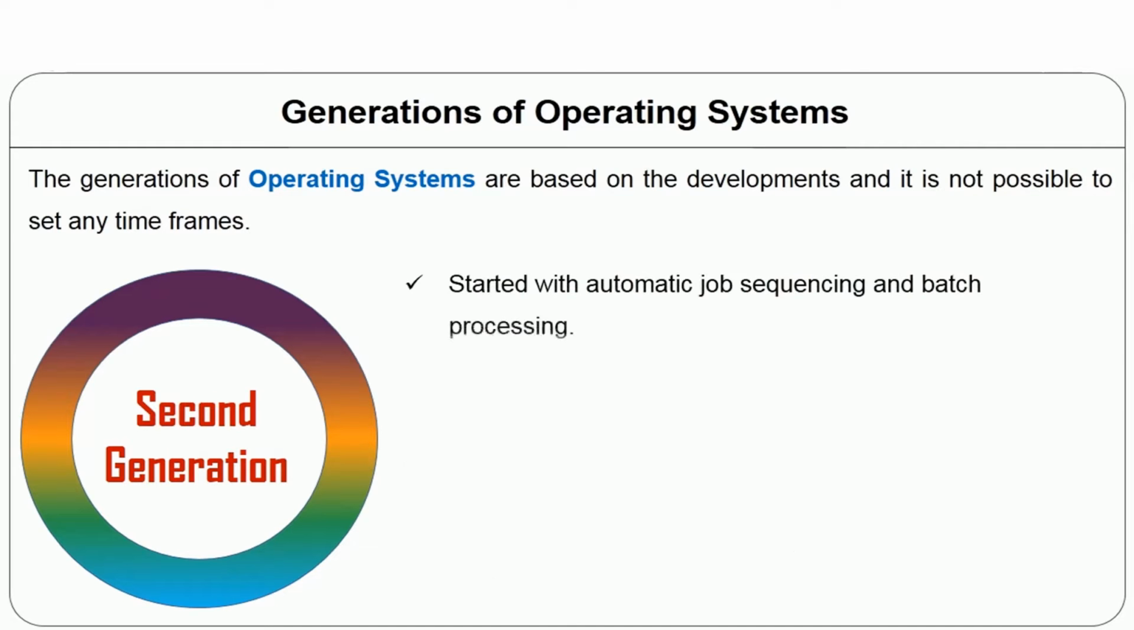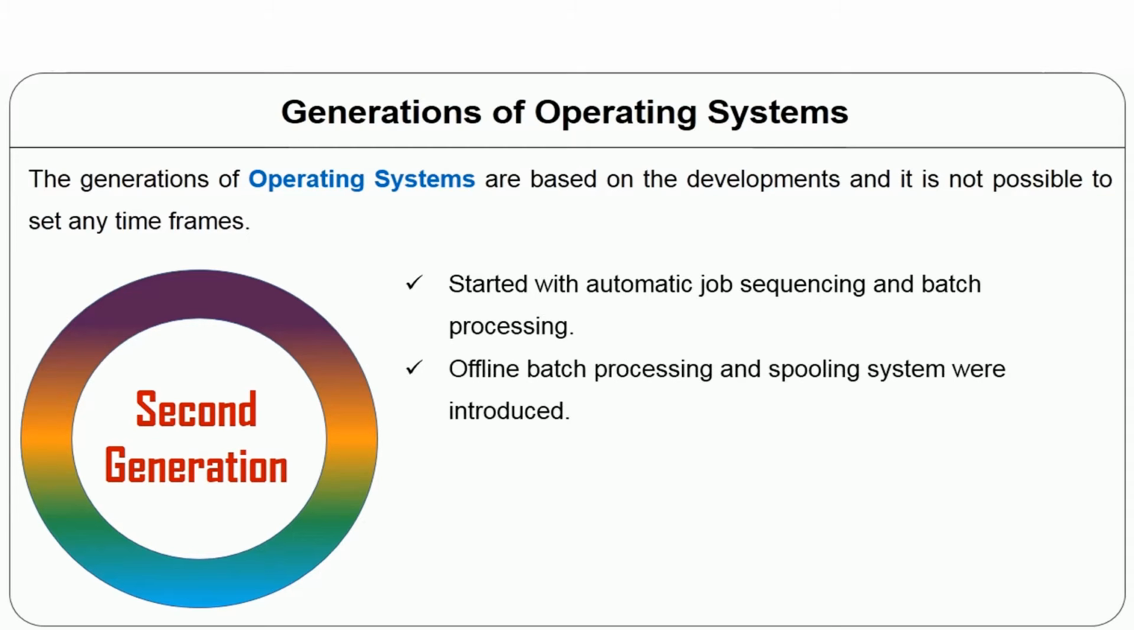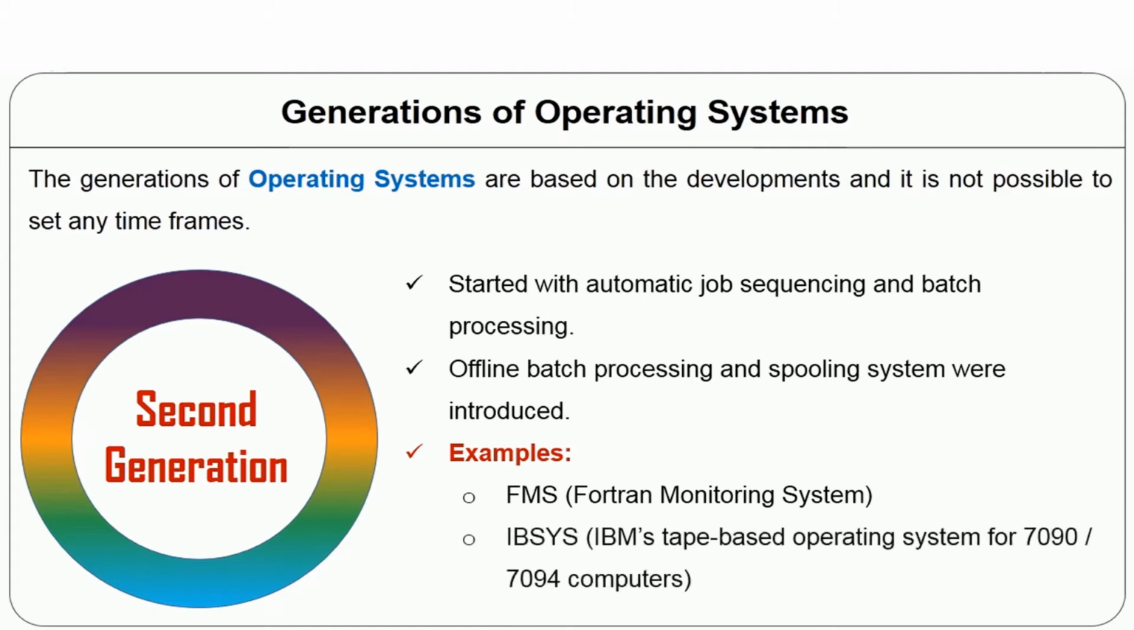Second generation started with automatic job sequencing and batch processing. Offline batch processing and spooling systems were introduced. FMS, that is Fortran Monitoring System, and IBM's tape-based operating system for 7090, 7094 computers are examples of typical second generation operating systems.